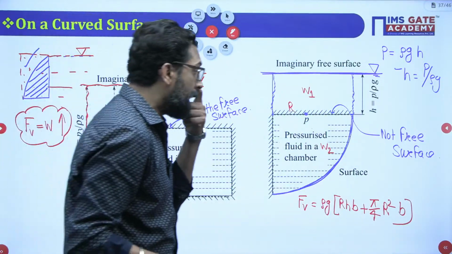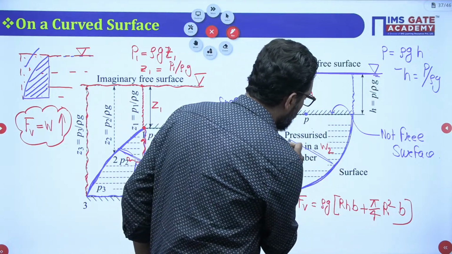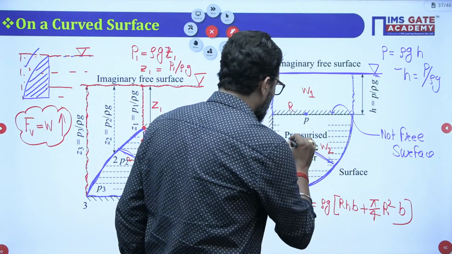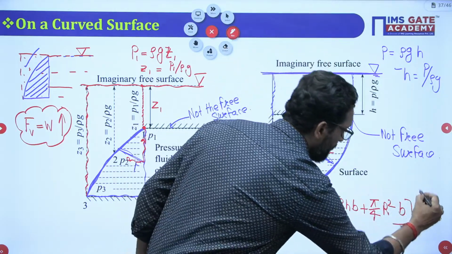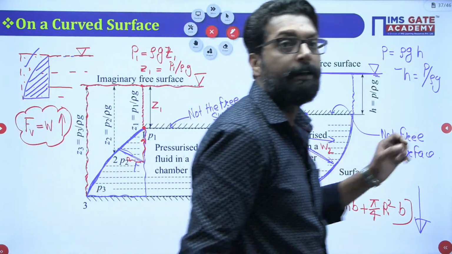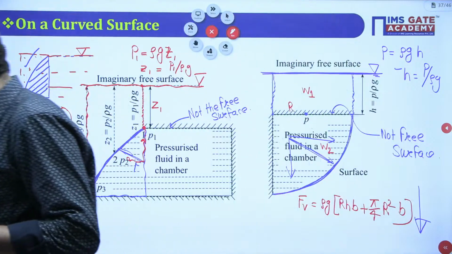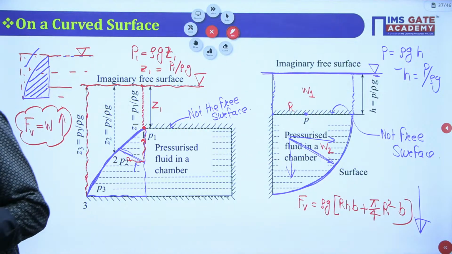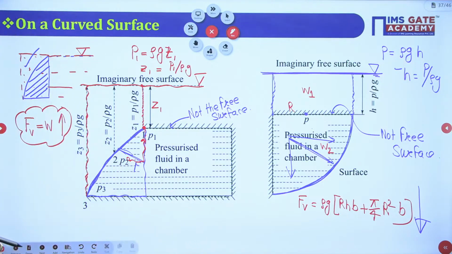And in this case, what is the direction of this vertical force? There is a resultant force, and this resultant force has two components: the first is vertical and the other is horizontal. In this case, the vertical force is downward, but in this case, the vertical force is upward. Is this clear? If it is clear, then we go to the problem.